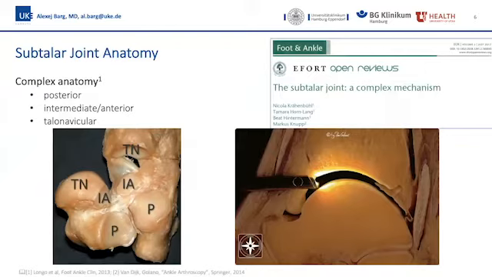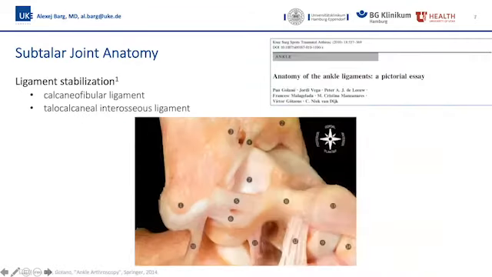So subtalar joint anatomy is quite complex. I agree, if you ask an elbow surgeon, they will say this is complex anatomy. If you ask a knee surgeon, they will say it also has complex anatomy. But when you compare the subtalar to the tibiotalar joint, I hope you would agree that the subtalar joint is more complex. There are several surfaces articulating, for example posterior, intermedial, anterior, and talonavicular.